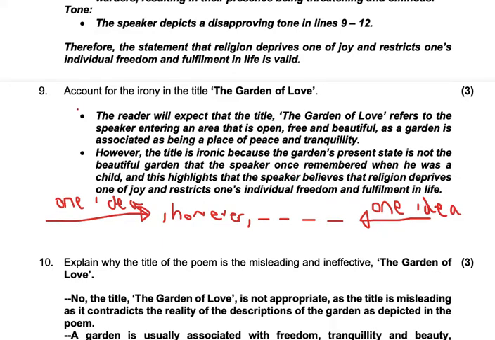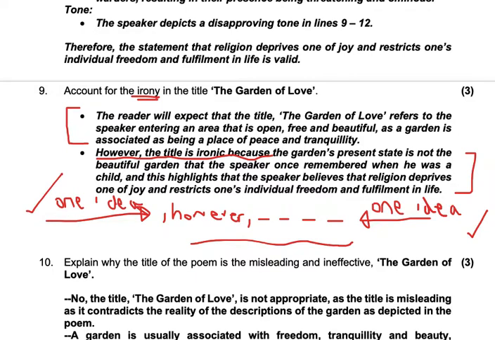Understand, guys? So, irony: opposite. First indicate the one opposite, then indicate the other opposite, and then don't forget to have "however, this is ironic because". It's a question on irony, so you need to write that in your answer. Okay, let's go back. We're looking at the first idea, and then comma, however, comma, this is ironic because, and our second idea.